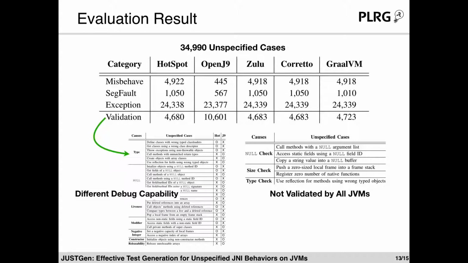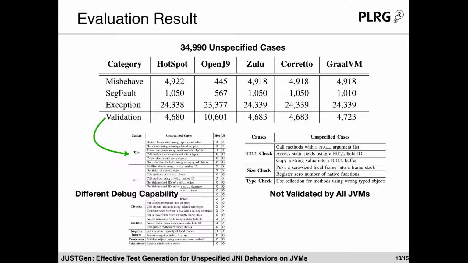Here we compare the debug capability between different JVMs. As we can see from the table, OpenJNI validates most unspecified cases compared to other JVMs. Moreover, we also found that Zulu and Corretto JVMs validate exactly the same number and type of unspecified cases, which indicates that they have the same debug capabilities. HotSpot and GraalVM also have very similar debug capability to Zulu and Corretto. Only OpenJNI has a significantly different debug capability.